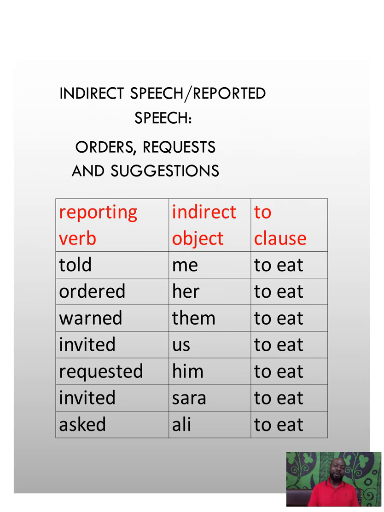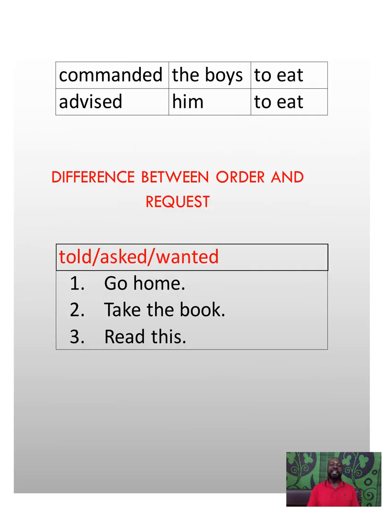After the indirect object, we put the to clause. To eat is not a sentence. To plus another one, to plus infinitive, that is a clause. To eat. Told me to eat. Ordered her to eat. Warned them, no. Okay, we shall find out later. Let me give you an example. What is the difference between order and request?